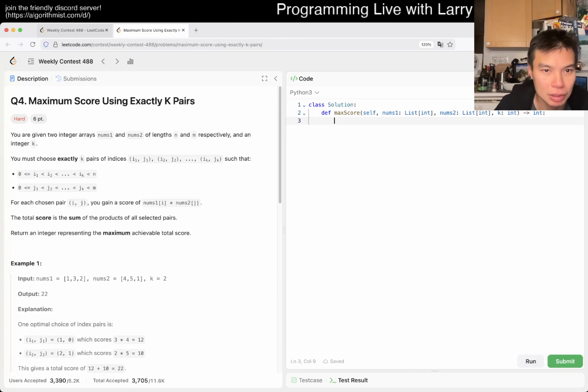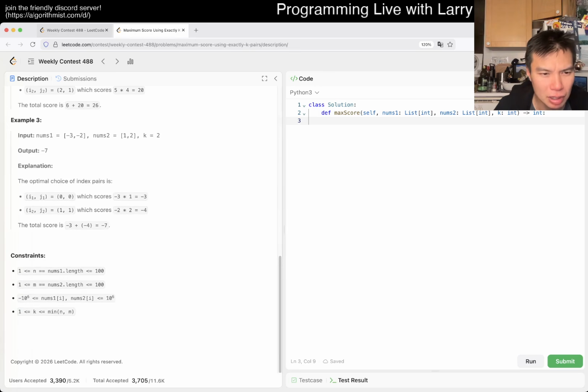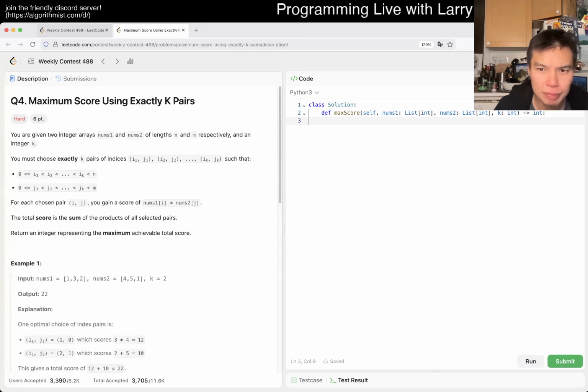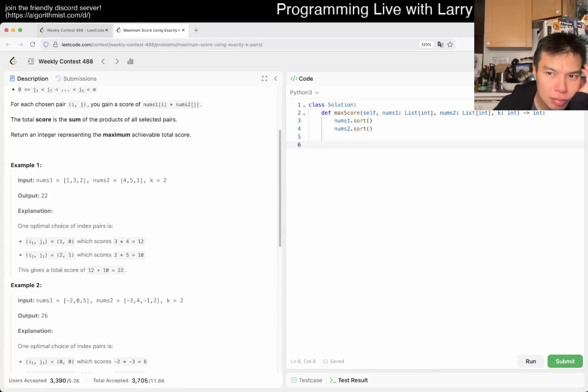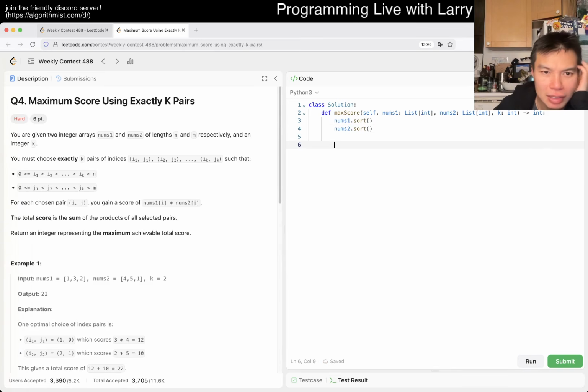Alright, you have nums1, nums2, and k pairs of indices, such that they're sorted. Well, no, okay, they match. For each pair, you gain nums1 times nums2. The total is the sum of the products of selected pairs. 100 each, that's interesting. No harm in not sorting it. But what's k again? Oh, k pairs, so we don't need all the pairs.